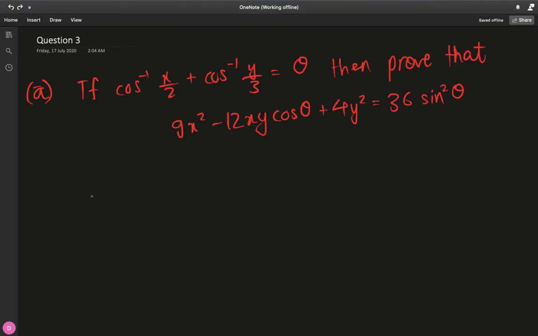Okay, moving on to question number 3. It had two parts, so you could do either. There was an option for this. So I'm going to do both of them. So question number 3 was this proof. If cosine inverse of x over 2 plus cosine inverse of y over 3 is equal to theta, then prove that 9x squared minus 12xy cosine theta plus 4y squared is equal to 36 sine squared theta.